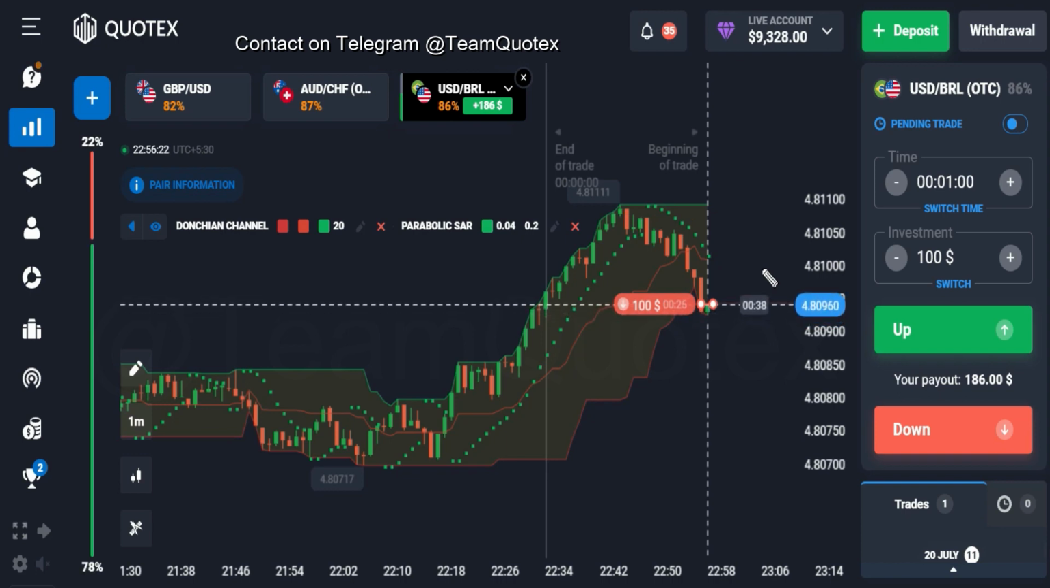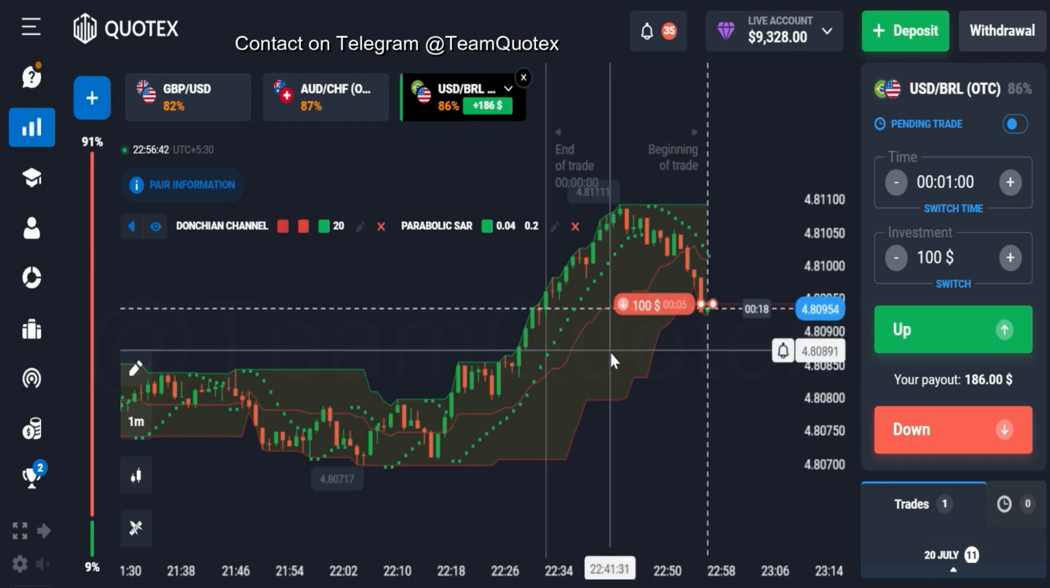And you can see I took a $100 investment in down direction. Let's see what would be the result. Hopefully we are going to win, because this is going to be very close. Okay, so we can't make any changes now, but let's see what will be the result. And hopefully we are going to win as per the strategy.